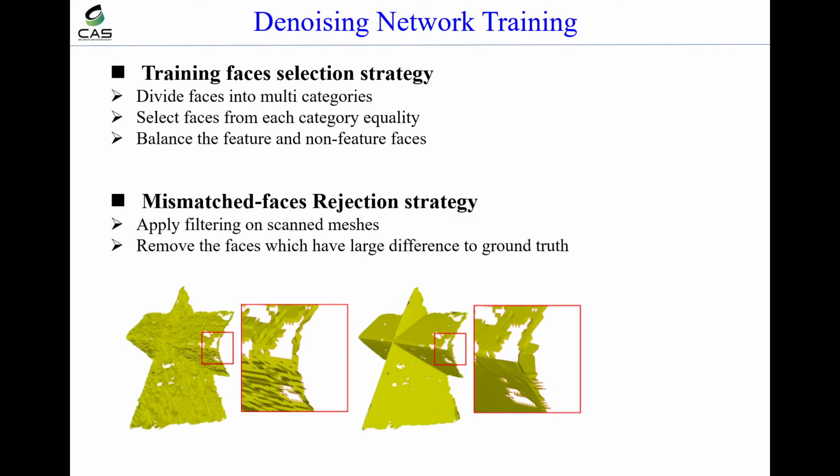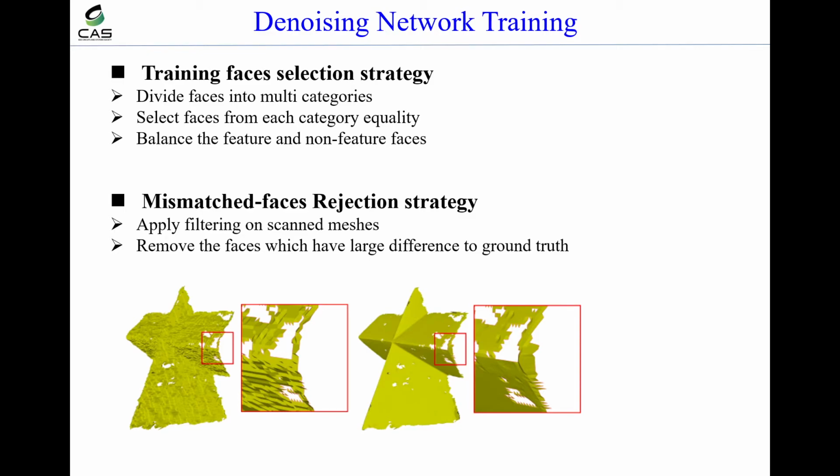The performance of NormalNet largely relies on the training set. We propose 2 strategies to generate a high-quality training set. First, considering that the number of feature faces and non-feature faces is significantly different, we divide the faces into several categories according to the maximum ground truth angle difference, and select faces from each category equally. Thus, the feature faces and non-feature faces are balanced.